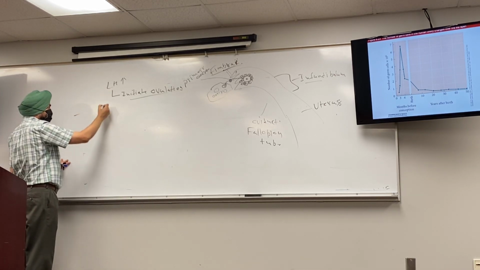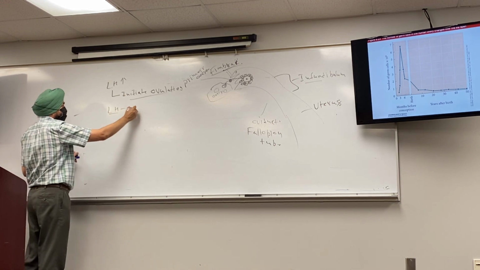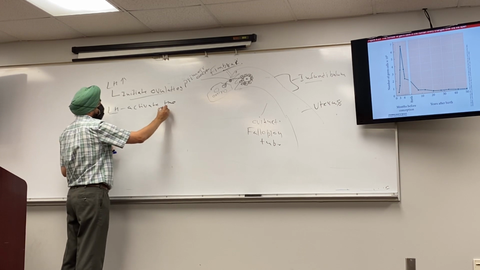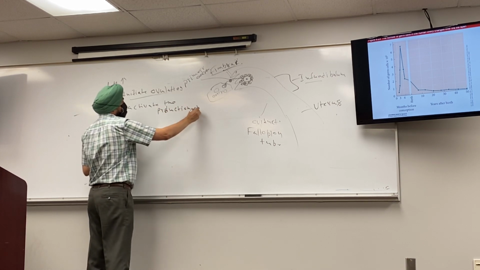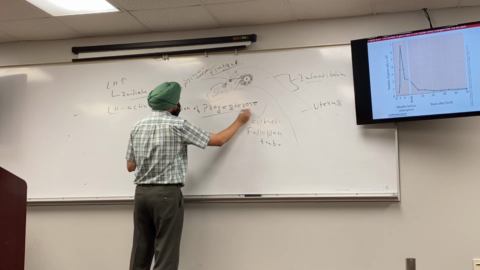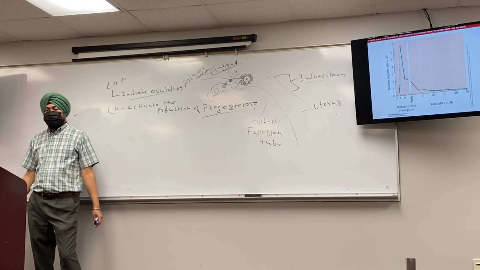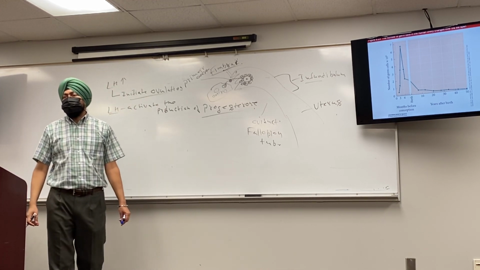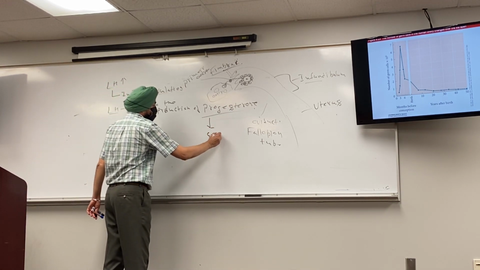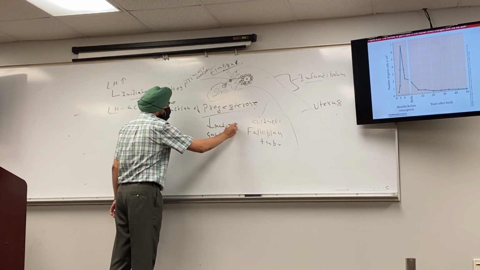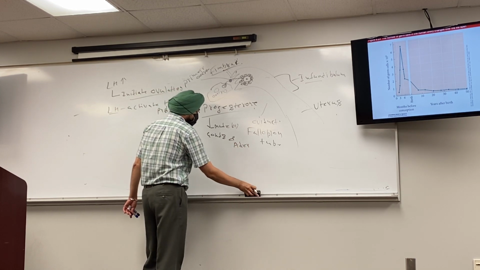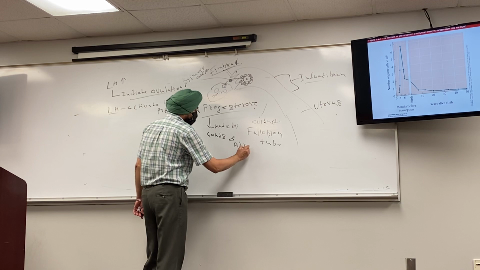Okay? Now, what is happening? Luteinizing hormone activates the production of progesterone. Progesterone is another hormone. That hormone is made by the gonads as well as by the adrenal cortex, the adrenal gland. So progesterone is made in the gonads and the adrenal gland. These are the two sources.